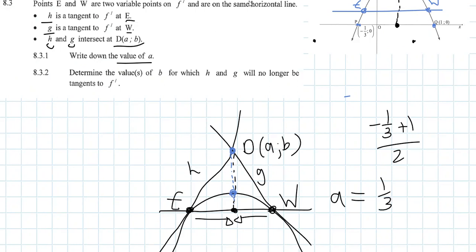Right, 8.3.2. Determine the values of B for which H and G will no longer be tangents.